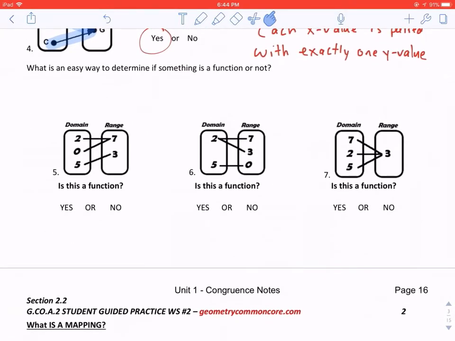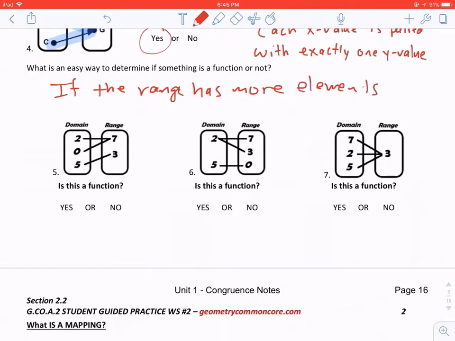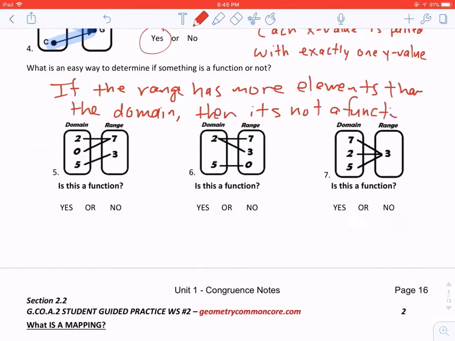What is an easy way to determine if something is a function or not? Well, here's one easy way. If you're given a list of elements in the domain and range, if the range has more elements than the domain, then it's not a function. Or you could say, if the domain has fewer elements than the range, it's not a function.